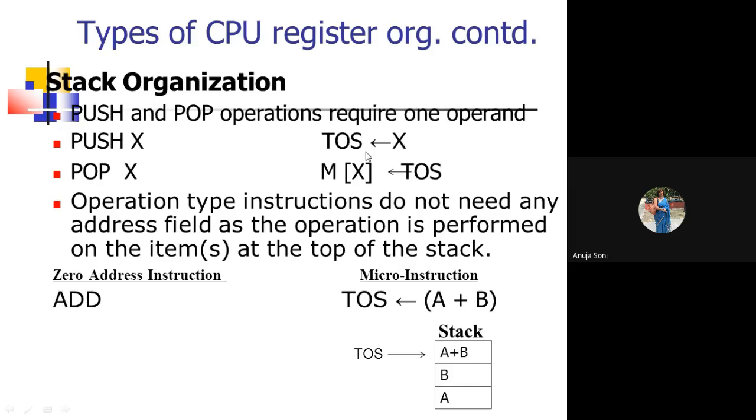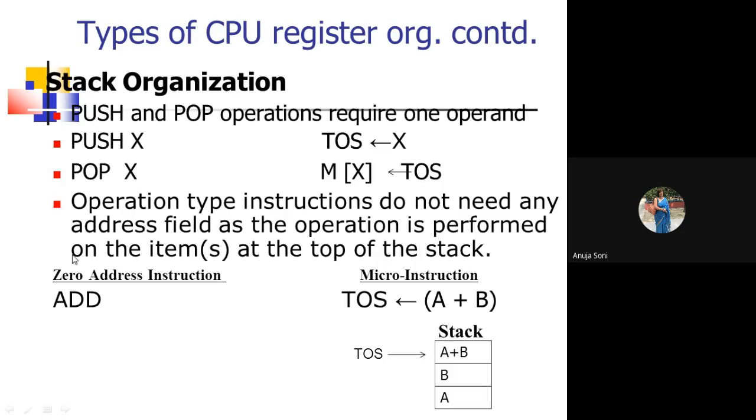Pop, what it will do, whichever is the topmost element, that will be taken out and will be stored in memory at the location X. Pop X will work like this: whichever is the top of the stack, like A plus B, it will be taken out from the stack TOS, top of the stack, and that will be stored in some address X in the memory. So basically, whenever you talk about the stack organization, you need to take care of these two operations, push and pop, and the add operation.